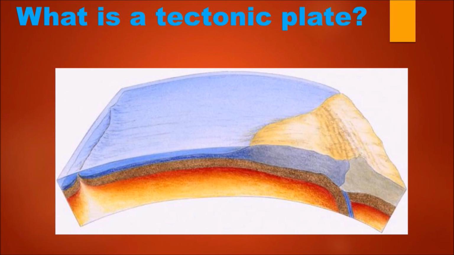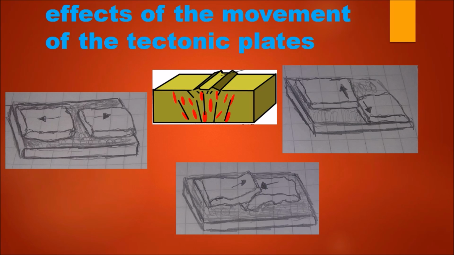The tectonic plates are parts of the Earth's crust. They float on magma. The effects of the movement of the tectonic plates are earthquakes. Sometimes two plates slip past each other and produce earthquakes. New land: sometimes two plates slip apart and lava bubbles up to fill the gap and form new land.